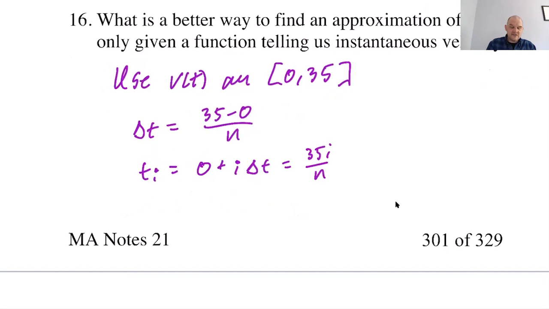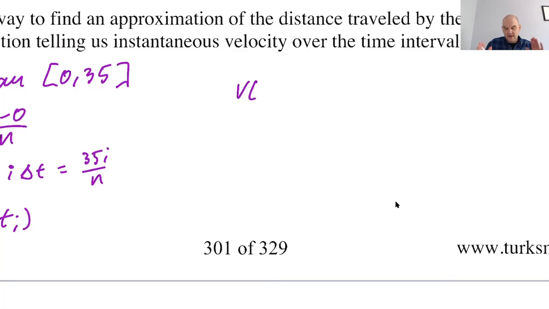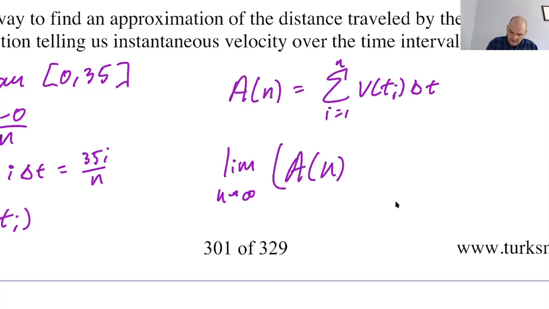I need to find the heights. So the height will always be v of t sub i. And what I want to do is find the velocity, usually I'm finding, so this is area actually. So area as a function of n is going to be the sum from i equals 1 to n of v of t sub i, which is the height of the rectangle, times delta t, which is the base. You do base times height. And then what I want to do is the limit as n approaches infinity of A of n. And let's see what we get.